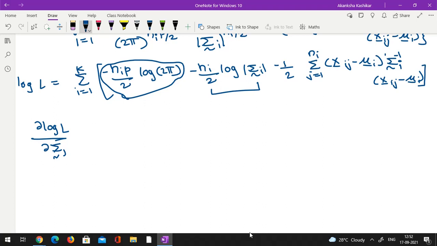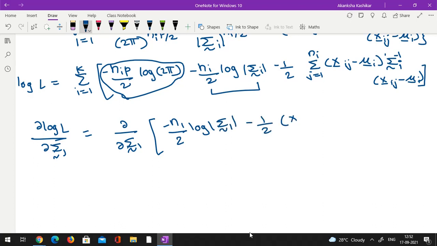Okay. So when I differentiate with respect to sigma 1, I have to worry about the derivative with respect to sigma 1 of minus n1 by 2 log of determinant of sigma 1 minus half sum over j going from 1 to n1 of x1j minus mu 1 prime sigma 1 inverse x1j minus mu 1. I don't need to worry about any other term, because all the other terms are going to vanish.